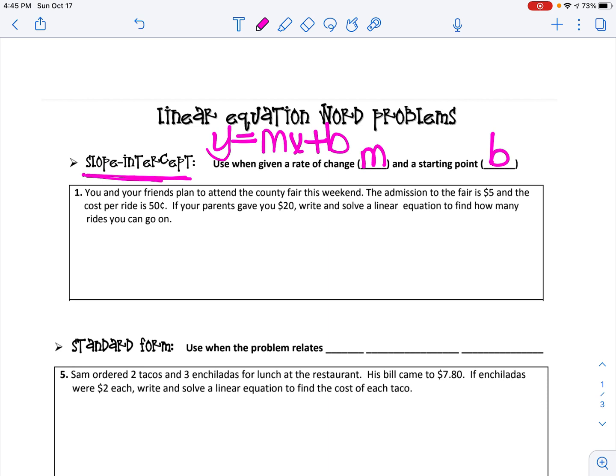So number one says, you and your friends plan to attend the county fair this weekend. The admission to the fair is $5 and the cost per ride is 50 cents. If your parents give you $20, write and solve a linear equation to find out how many rides you can go on. Well, our $5 admission fee would be our starting point, and then each ride is 50 cents. So 0.50 is the slope, so it's going to be 0.50x for each ride plus the $5 for the admission fee. And if we have $20, I'm going to set this equation equal to 20, and I'm going to solve for x to find out how many rides I can go on.